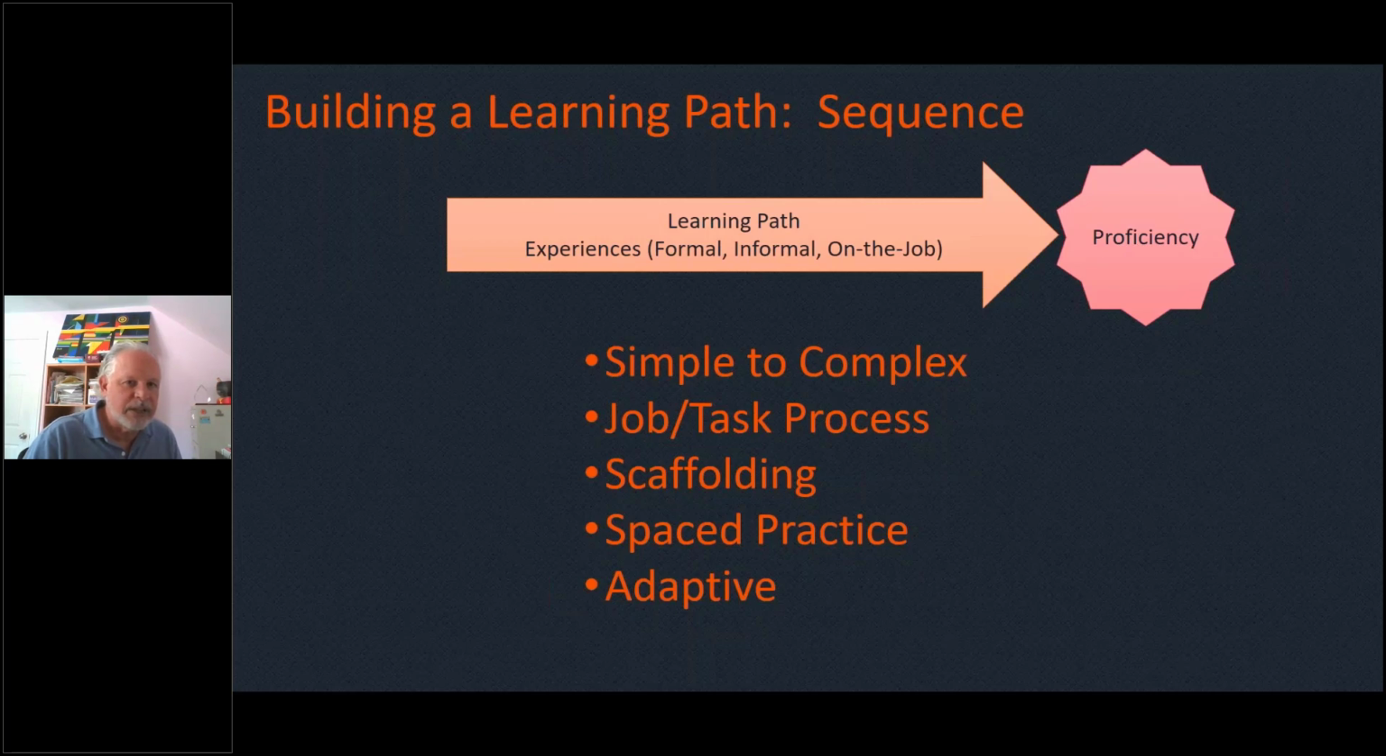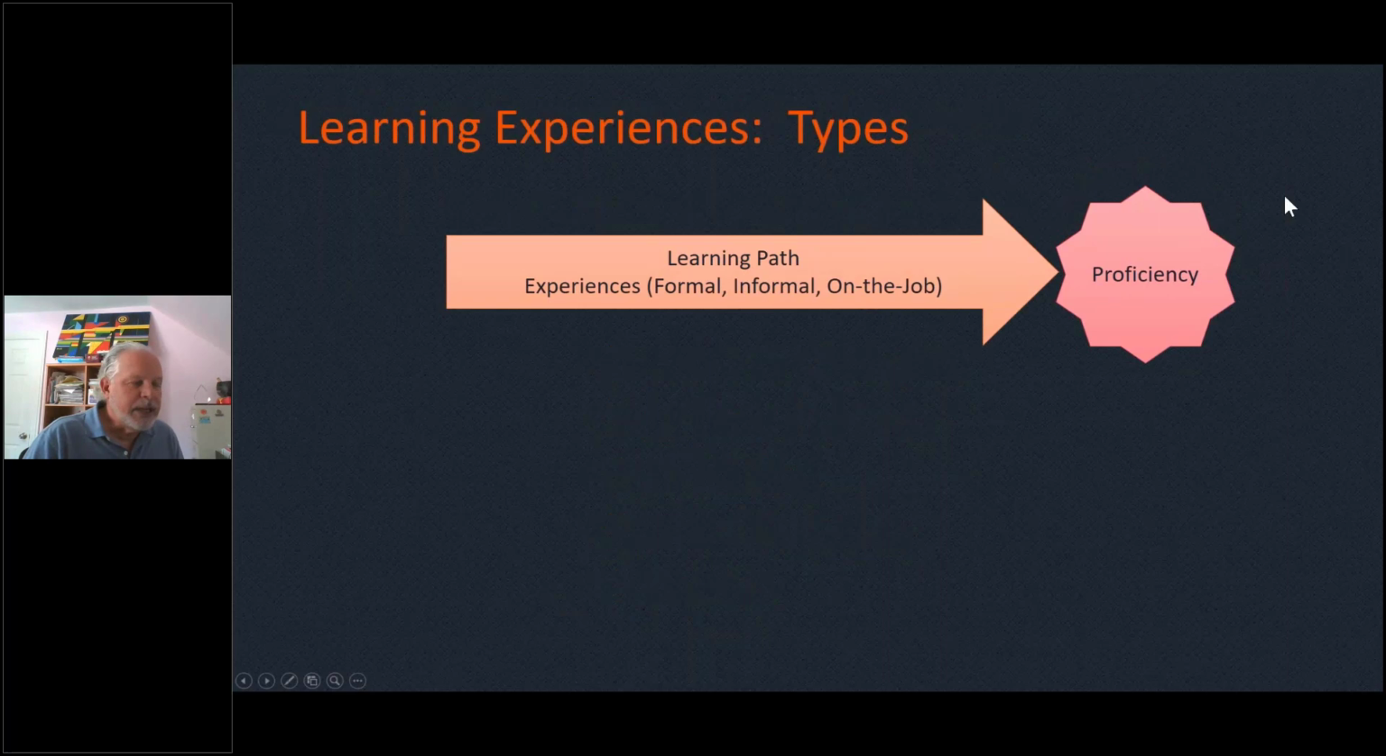So that's a very exciting area too. Okay, so that's the sequencing. All right, now what are we sequencing? What are the types of learning activities? Now we want to really start digging into that, and we want to think of them as things that have to do with action and learning.